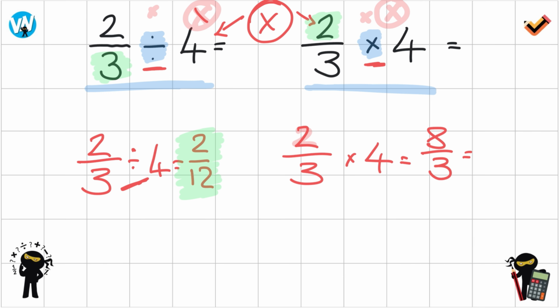Now at this point, the good practice is to convert this, because this is an improper fraction, so we need to do how many 3s are in 8? Well, there's 2, because that gets us to 6. And there's 2 more to get to 8. So that is the new numerator. So 2 and 2 thirds. Now, this is fine.